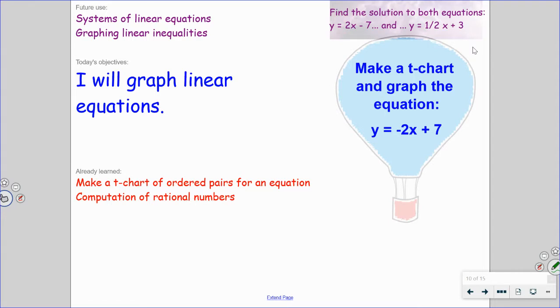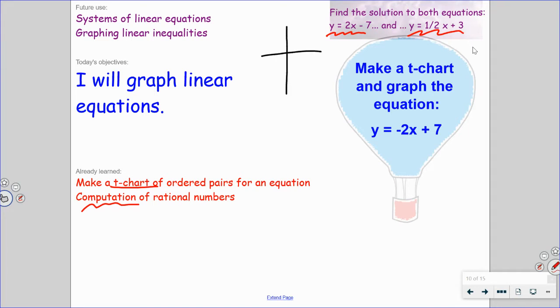All right, folks, objective for the day. You should walk out of this lesson saying, I know how to graph linear equations. Now, we're going to use what we've previously learned about t-charts. Of course, in order to make those, we have to be able to compute positive and negative rational numbers. That's integers, that's fractions, that's decimals. And sooner or later, we're going to graph not just 1, but 2 equations on the same graph.